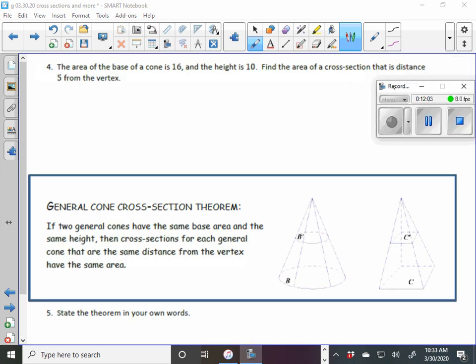All right, 2 more quick problems to walk through. The area of the base of a cone is 16. The height is 10. Find the area of the cross section that is a distance of 5 from the vertex. So you guys, I think it's helpful to be able to draw these things. So I'm going to go ahead and draw the cone. No, it isn't pretty.